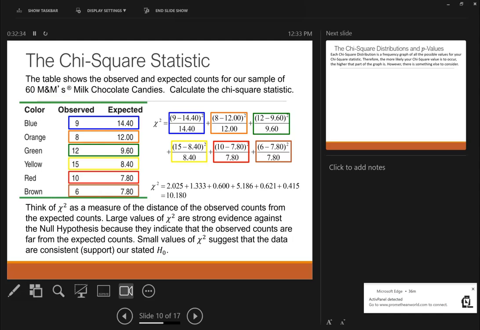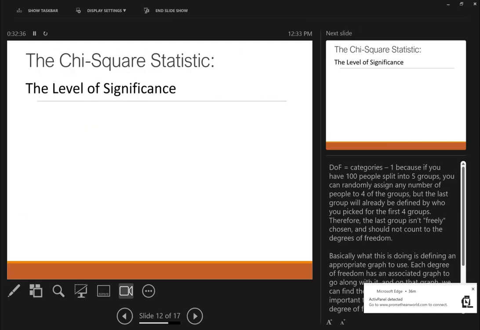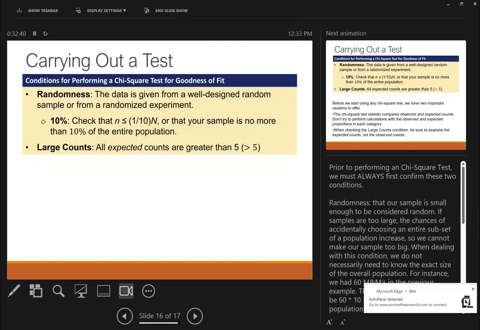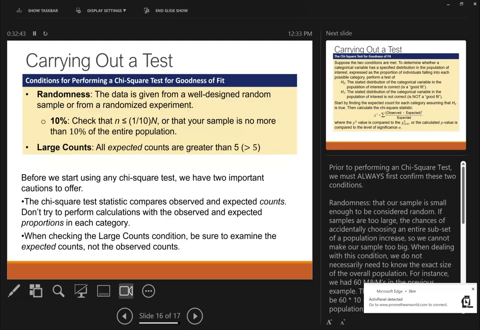Everybody's cool? So again, it's okay to check them all. It's not wrong to do that, but I've got better things to do than write down greater than 5, greater than 5, greater than 5. Just give me the minimum expected count and let me check that one.